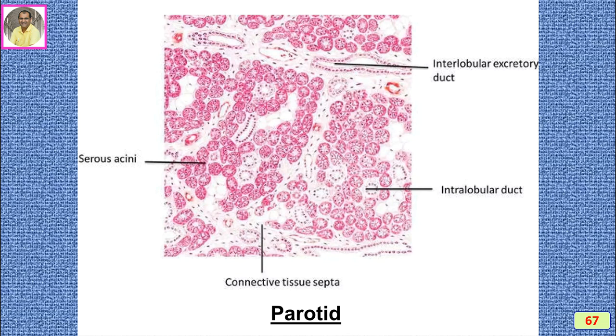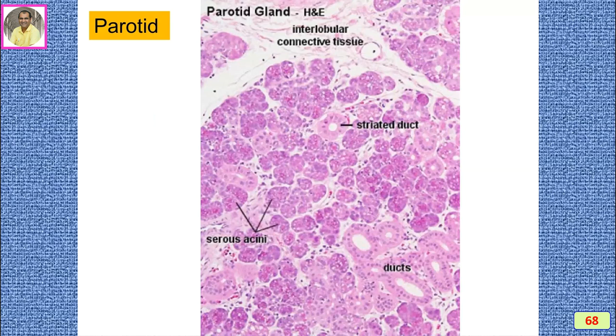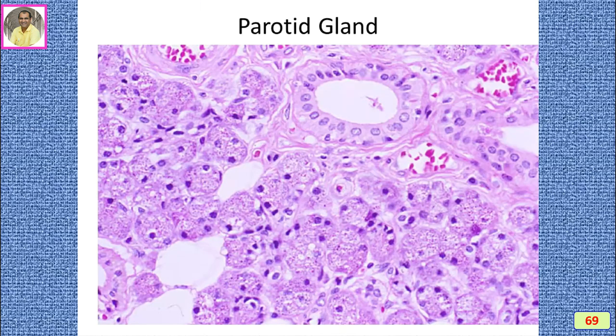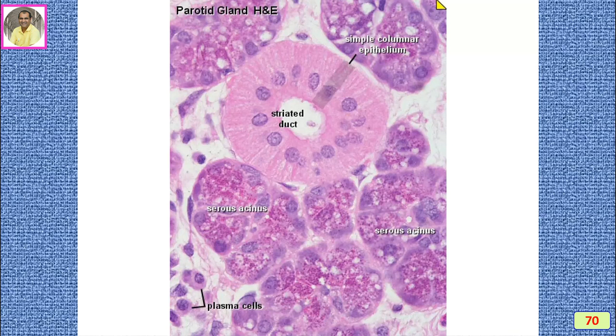And this is the parotid salivary gland microscopic structure. The histological structure of the parotid salivary gland is very similar to that of other secretory glands. Like this, they contain serous acini and also striated ducts. Plasma cells will also be present in most of the parotid glands, when stained with H and E stain.